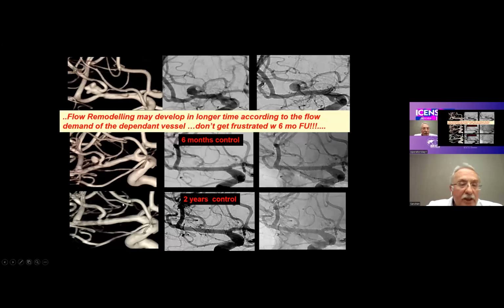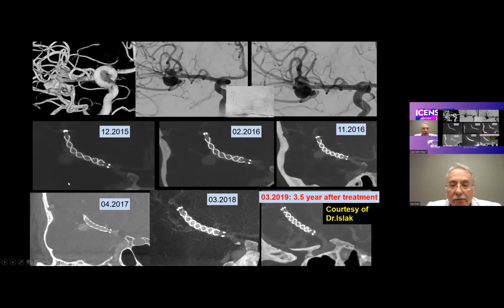So with the 6 months follow-up, we should not make a paper at 6 months and tell that the aneurysms failed to occlude. We have to wait. Okay? So this is the treatment. And this is the patient I got from the G1 again.